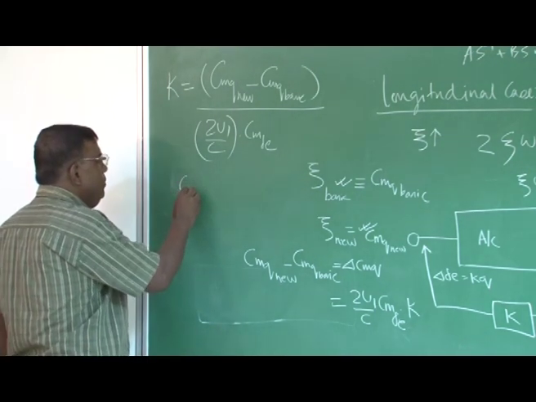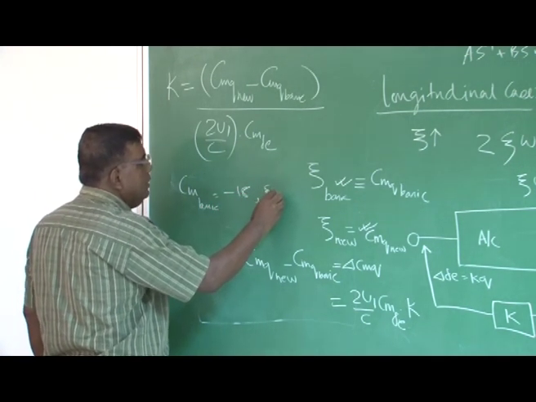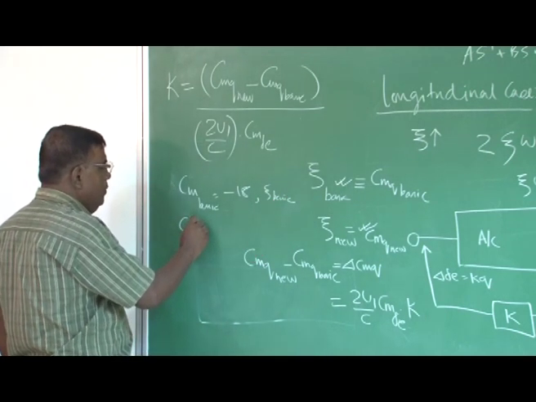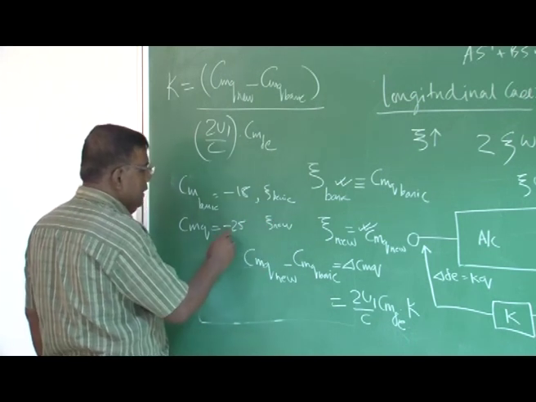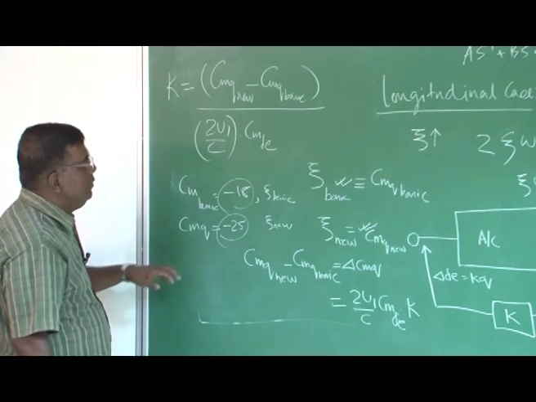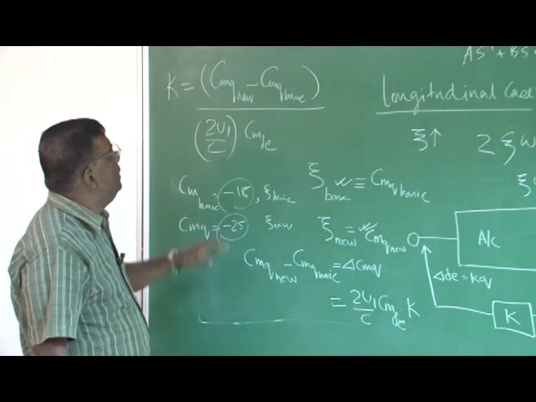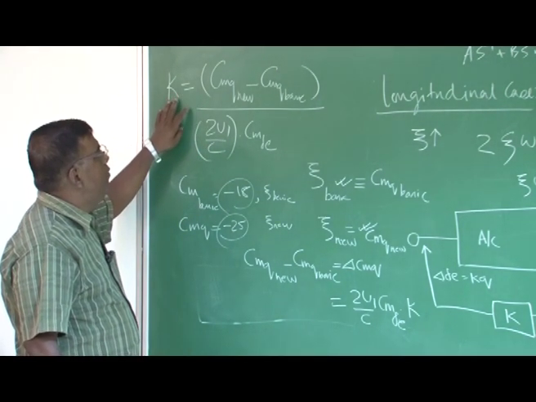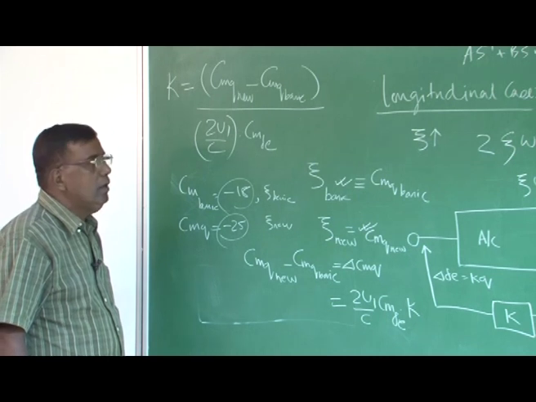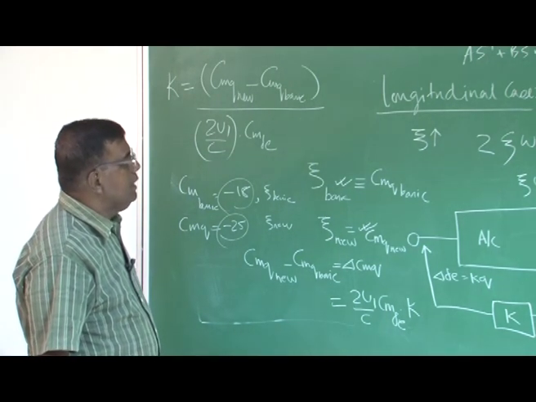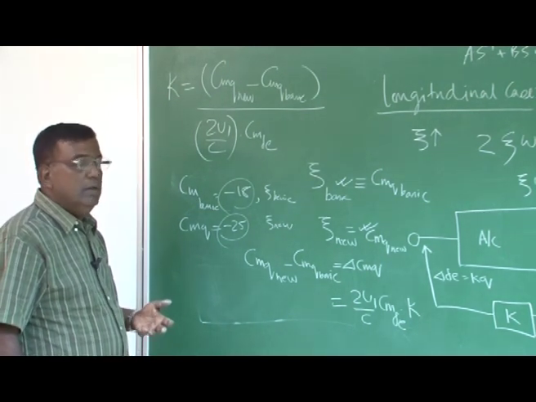Suppose CMQ basic was minus 18 for zeta basic, but CMQ is minus 25 for zeta nu. Then minus 25 minus minus 18 is delta CMQ. That comes here, and the rest is here, right? Again, whatever value of K you get, you have to feed it back into that AS4 plus BS cube plus CS square plus DS plus E equal to 0, and check whether the aircraft is still dynamically stable or not. That is also very, very important.